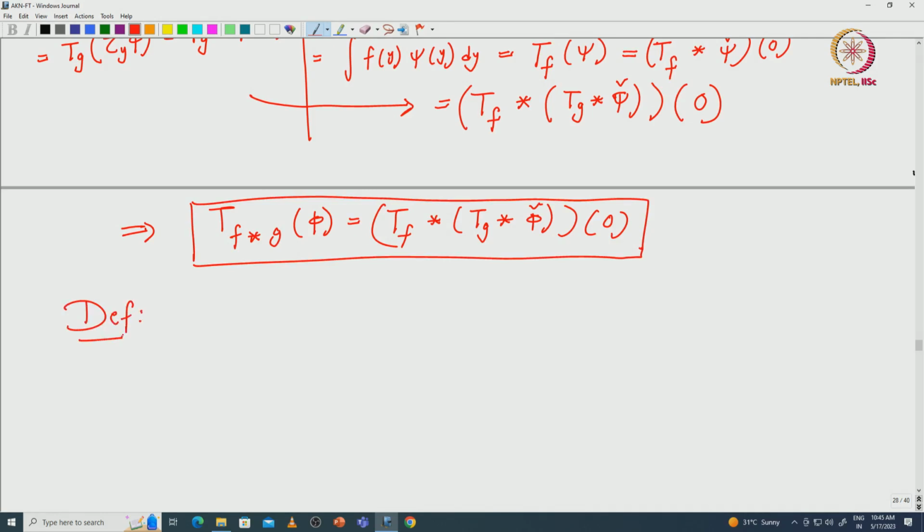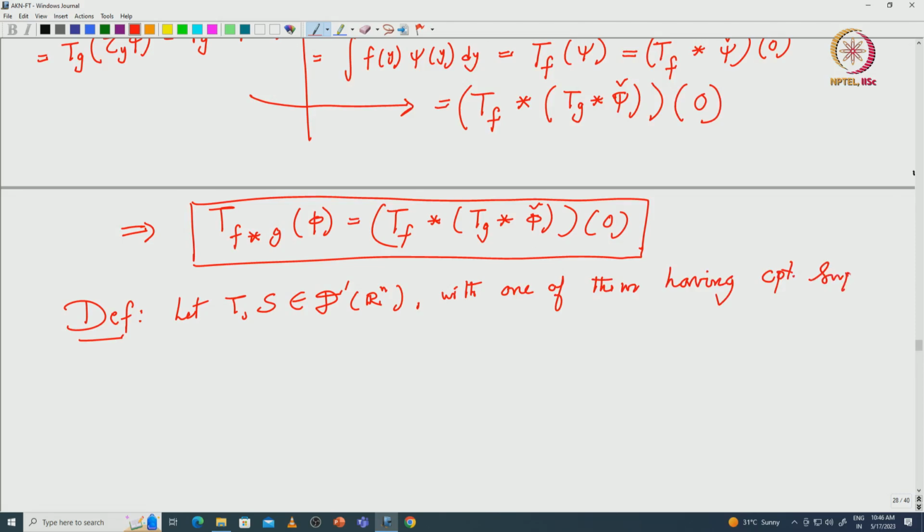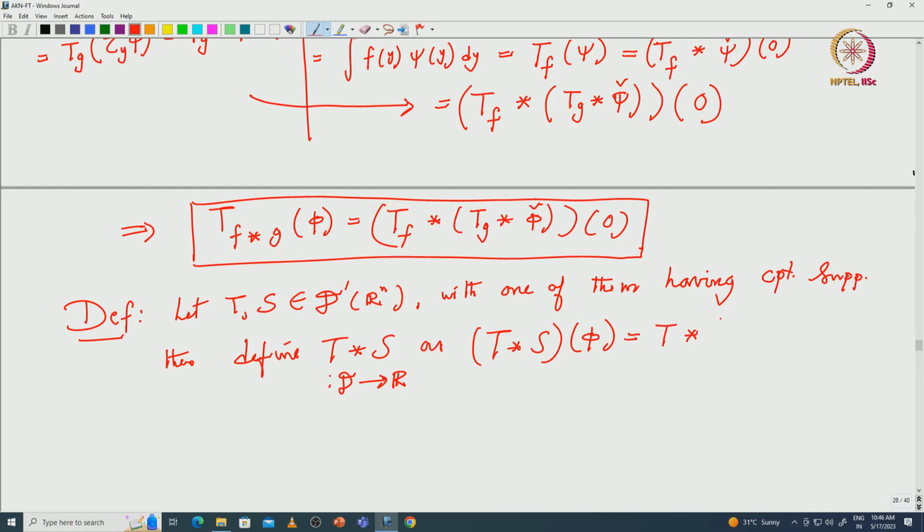Let T, S belong to the distributions on Rn, with one of them having compact support. Then define T star S, acting at phi as a distribution. So, you are defining T star S from D to R. T star S of phi is equal to T star (S star phi tilde) at 0.